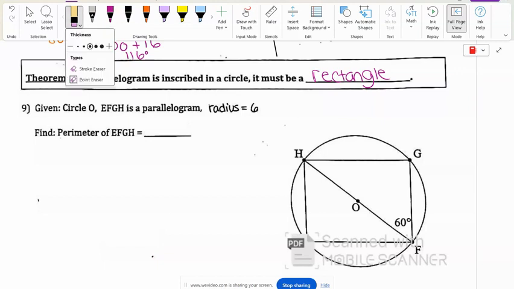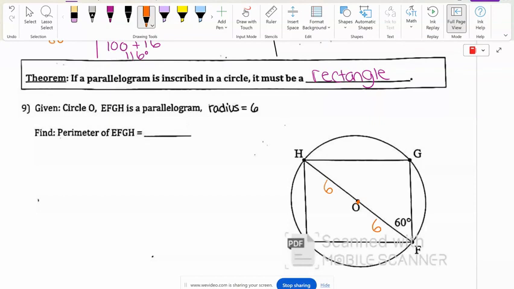Right, so what does this do for us here? So they're saying given circle O, so O is the center of our circle, the radius of this circle is 6. Can somebody identify 2 radii for me right now in the diagram? Abby. You got it. OH is 6, OF is 6. Find the perimeter of EFGH.